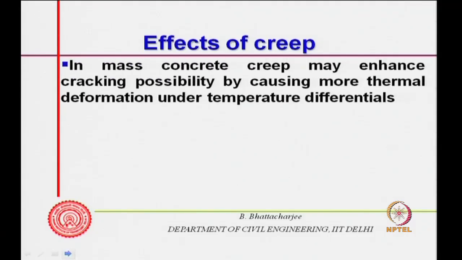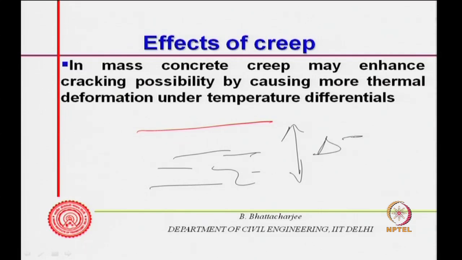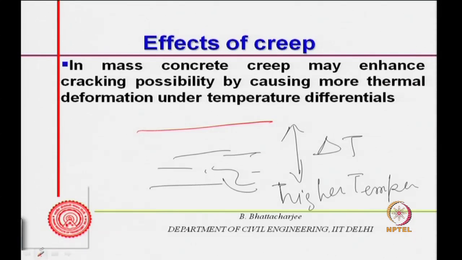Then in mass concrete, of course, creep may enhance cracking, possibly by causing more thermal deformation under temperature differential. In mass concrete, the cracking comes because this is your top surface of the concrete, and let us say this is your bottom concrete. There would be a temperature differential, a delta T, between them, because the temperature can be higher in mass concrete as heat dissipation is difficult in this portion, while heat will dissipate from this one.